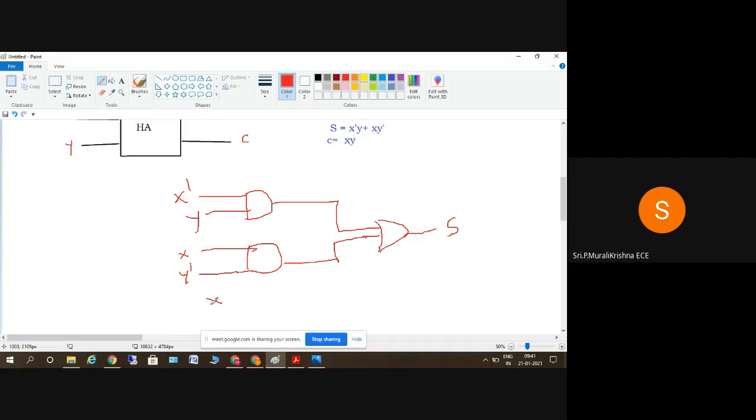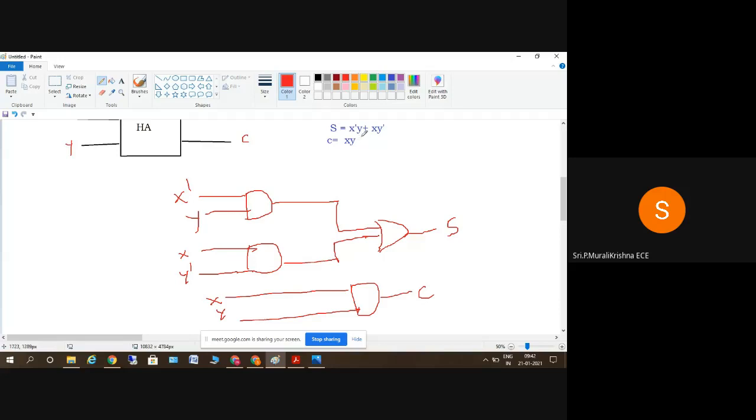And carry is equal to xy. So this is x and this is y, and they are given to an AND gate. This is carry. Clear? Yes, sir.